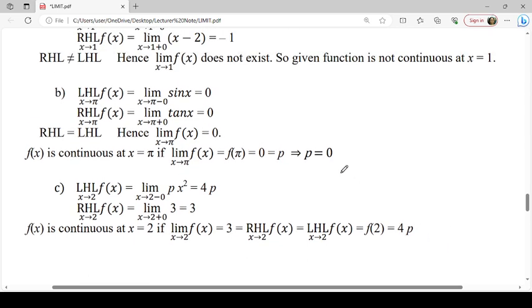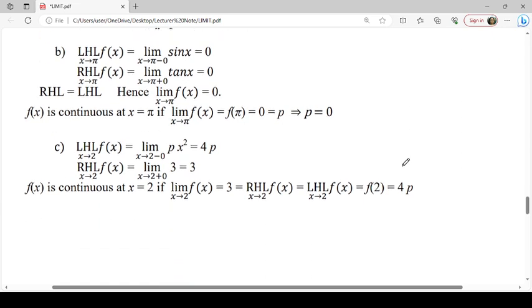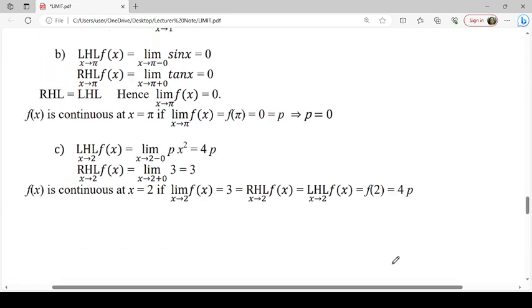So these are the problems of continuity. So I am stopping this.